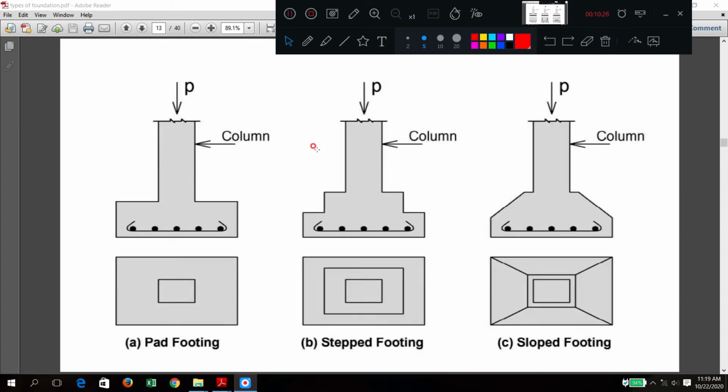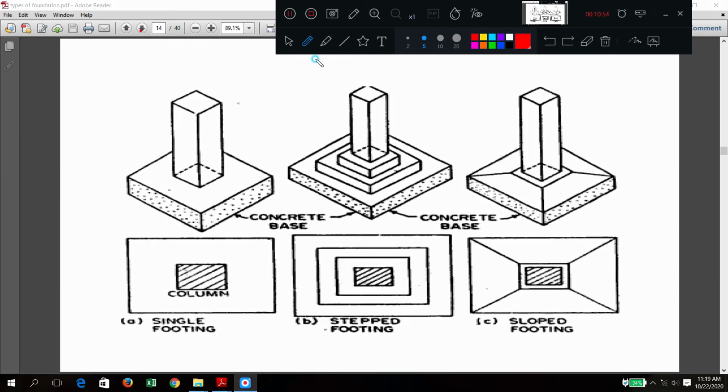Now this is also one typical diagram. In the cross section you can see a pad footing, which is nothing but a spread footing, an isolated spread footing, with no steps and no slopes. Here it is stepped, a step appears like this, and here the slope appears like this. Is that okay? Again some more diagrams are there for isolated spread footing: isolated spread plus stepped footing, and here isolated spread plus sloped footing. These are the isometric views, and these are the plans.